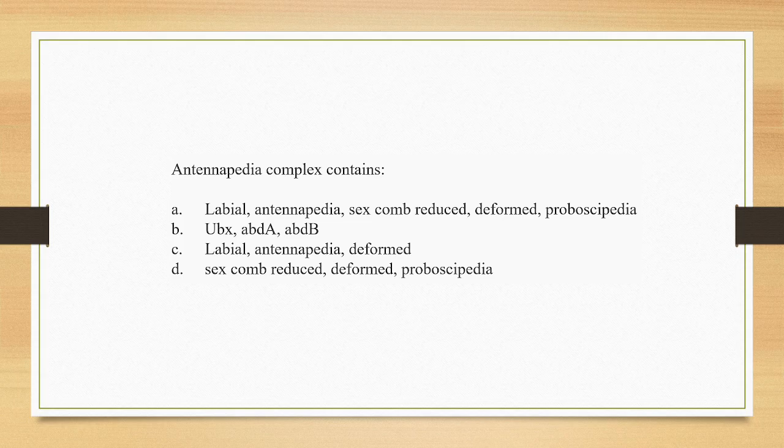The Antennapedia complex contains what? Labial, antennapedia, sex combs reduced, deformed, proboscipedia, UBX, abd-A, abd-B. So I will give you 2 minutes to solve this question. Try to solve it. After this question, we'll quickly study the different types of zygotic genes which are involved.